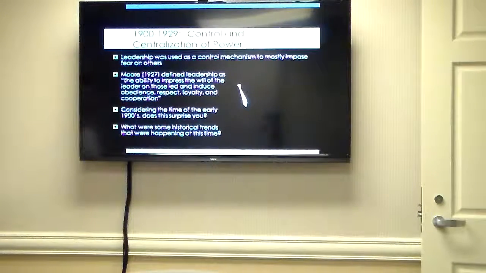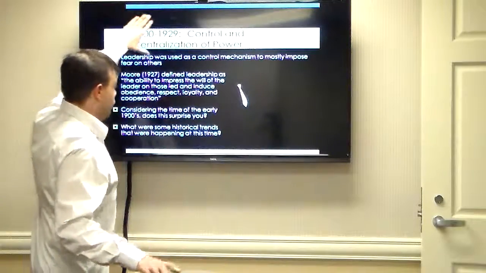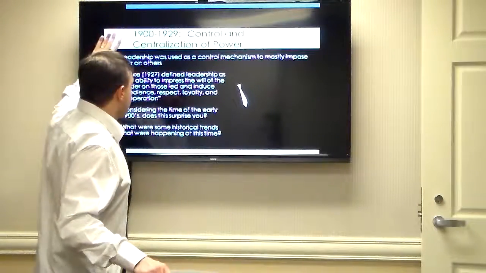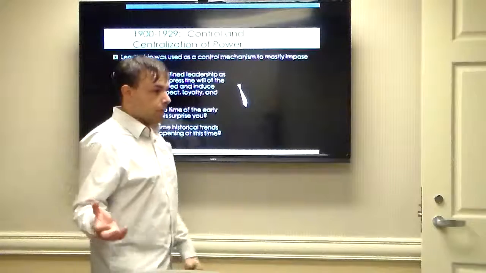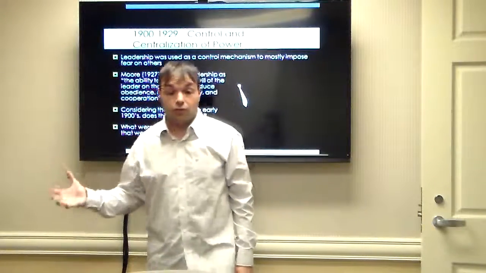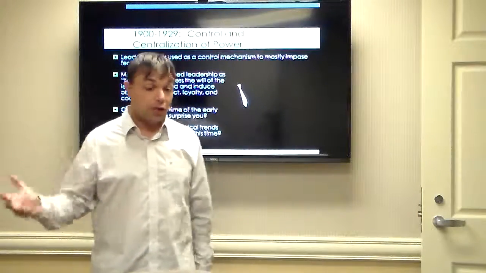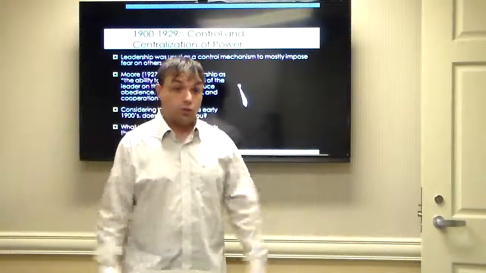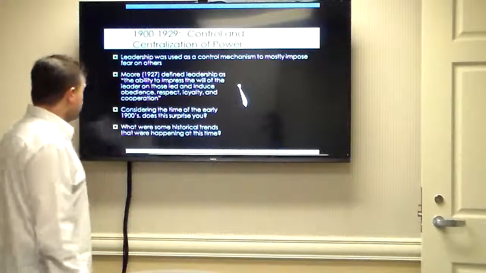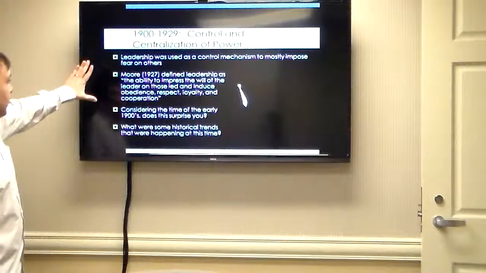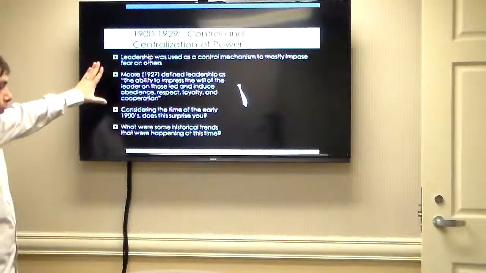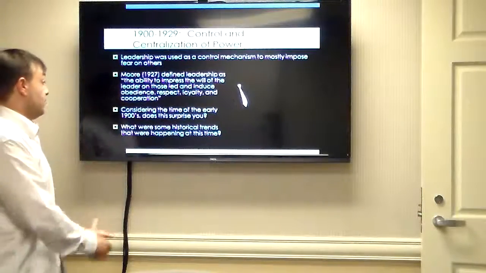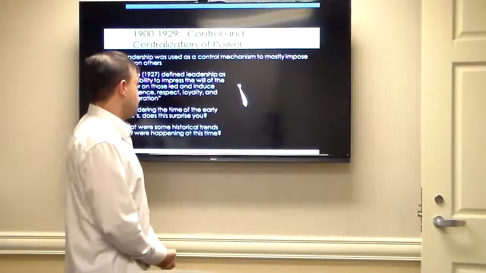So 1900 to 1929, we had control and centralization of power. Leadership was basically used as a control mechanism. If you take supervision of instruction, you're going to learn early on in that class that supervision was to inspect and it was to control as well. Leadership was really more than anything else to make sure that people were doing what they were supposed to be doing, and to really have obedience and respect.